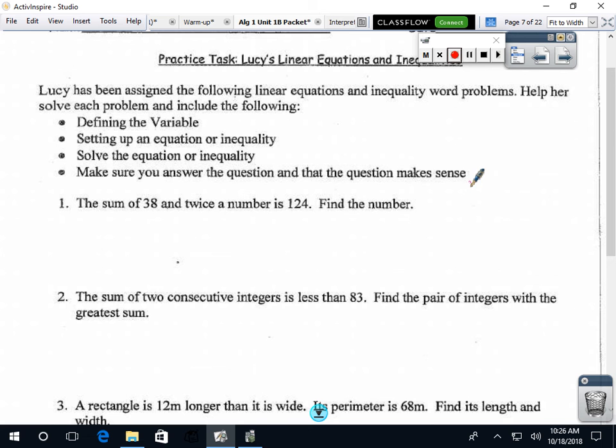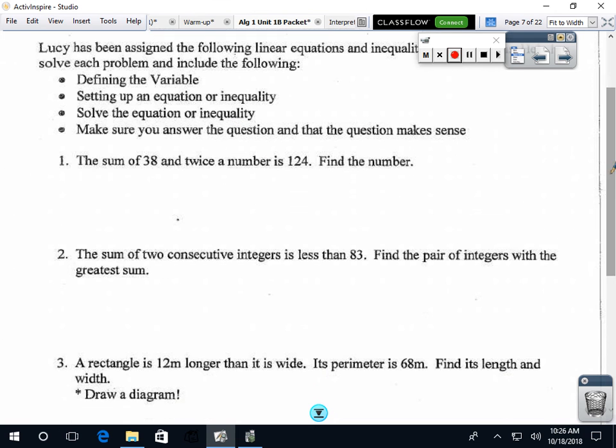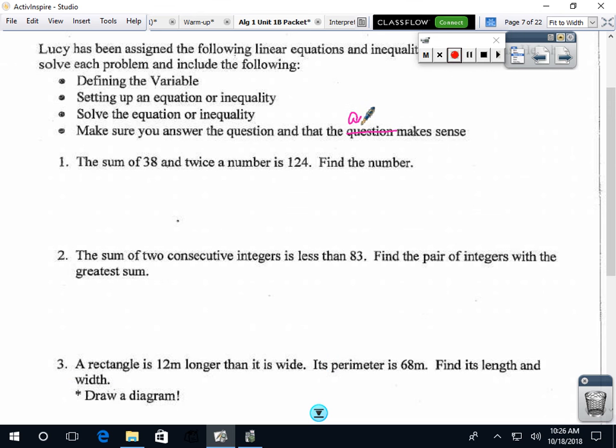Lucy has been assigned the following linear equations and inequality word problems. Help her solve each problem and include the following: defining the variable, setting up an equation or inequality, solving the equation or inequality, and then make sure you answer the question and that the question makes sense. I think that should say the answer makes sense, honestly.